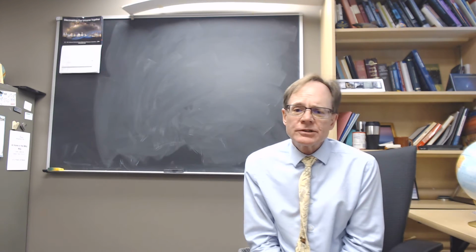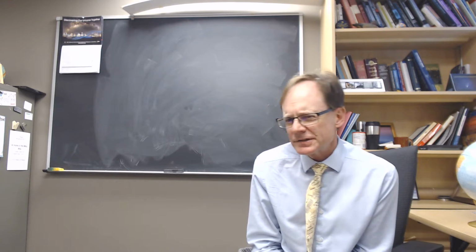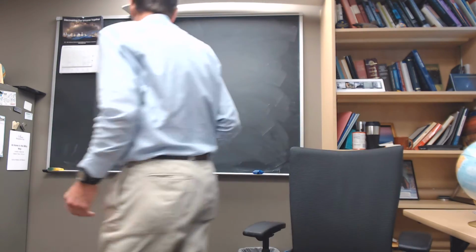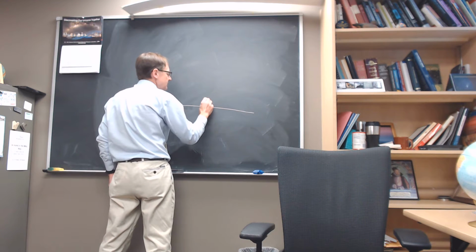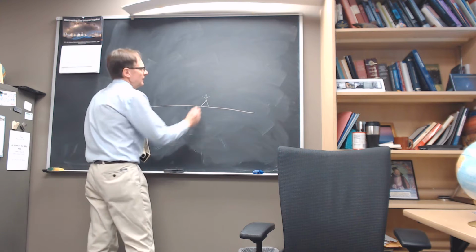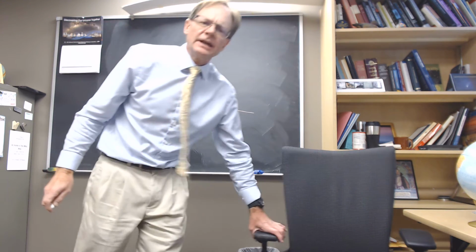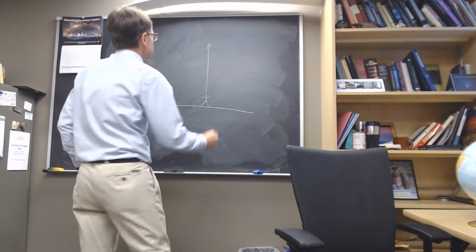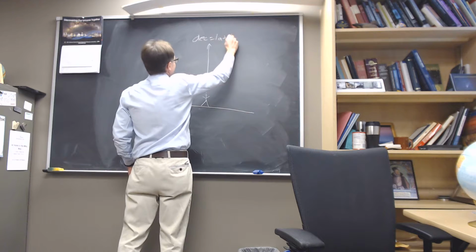Let's talk about the range of what's visible in the night sky at any given time and talk about circumpolarity. So here you are standing on the Earth, and what's directly overhead, we said, has a declination equal to your latitude. So declination equals latitude. That can be any latitude.